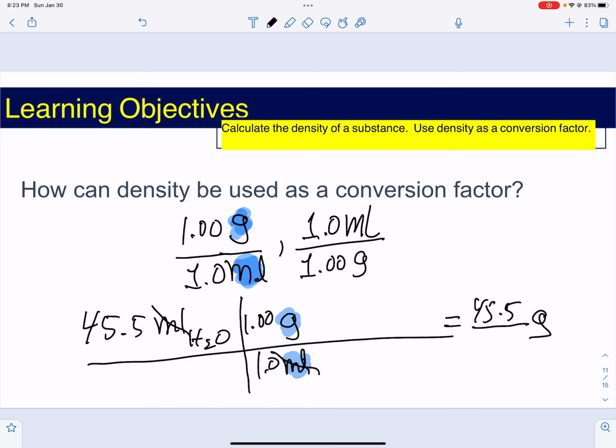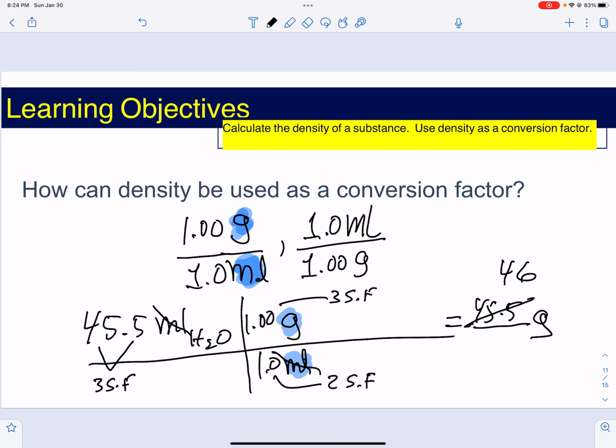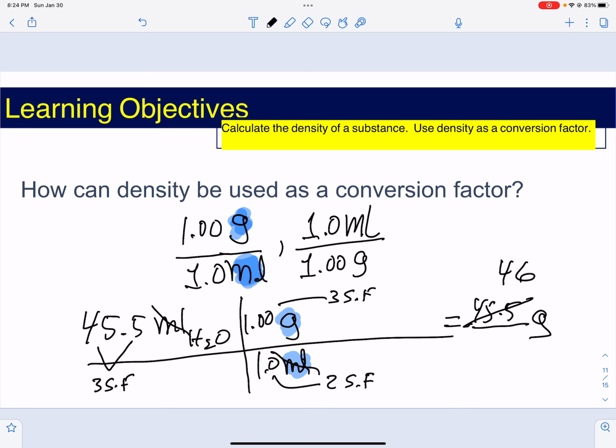And since we're using significant figures, these are 3 significant figures, these are 3 significant figures, and these are 2 significant figures. So our result has to be 2 significant figures. So that's as simple as that. If you have been doing train track, if you know how to do conversion by eliminating what you don't want, carrying over what you want, density is nothing more than another conversion factor.